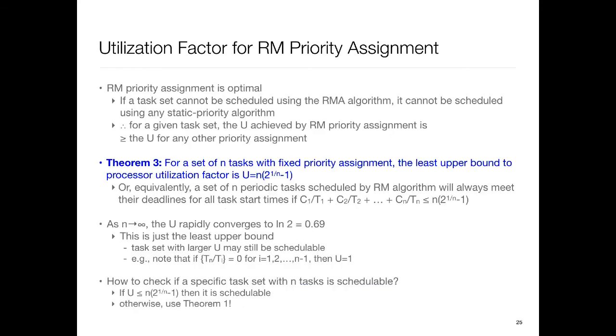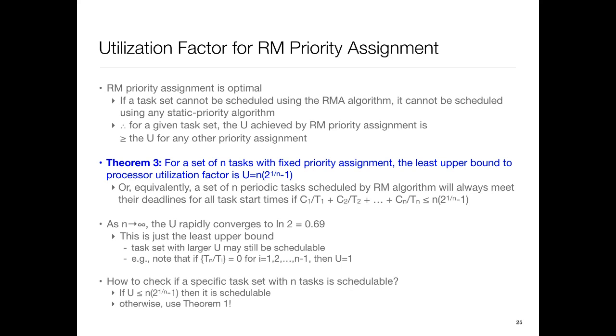So, a theorem that falls out from the underlying theory, and again I'm not going into the proofs at all, basically says that if I give you n tasks with fixed priority assignment, then the least upper bound processor utilization, which I'm going to explain shortly, is U equal to n times (2 to the power 1 over n, minus 1). So this is the nth root of 2 minus 1, times n. What this is saying is the least upper bound processor utilization factor.